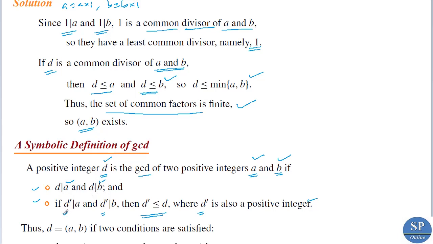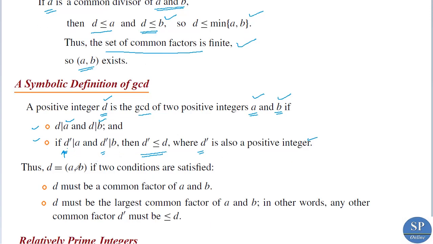And if we have another divisor of a and b, d', which is a divisor of both a and b, then d' should be less than or equal to d. If these two conditions are satisfied, then we can say that d is the GCD of the positive integers a and b. That is, d equals GCD of a, b if two conditions are satisfied.